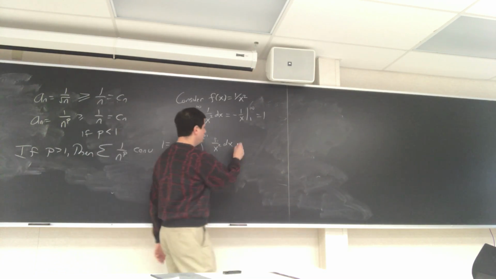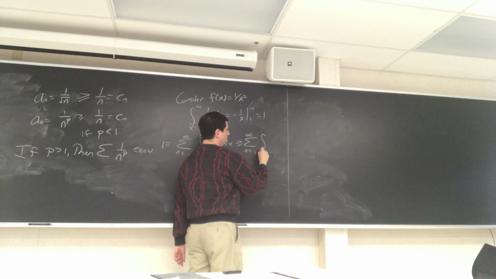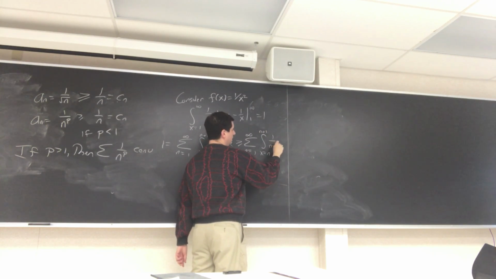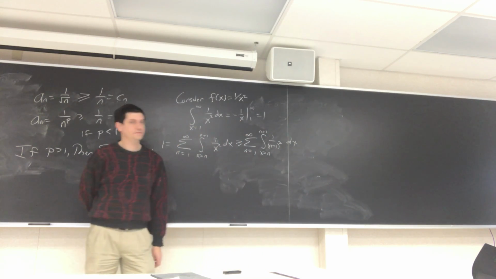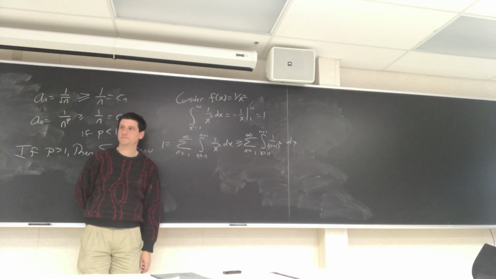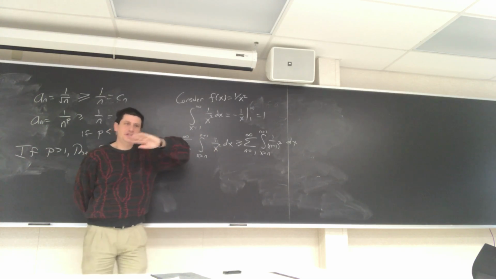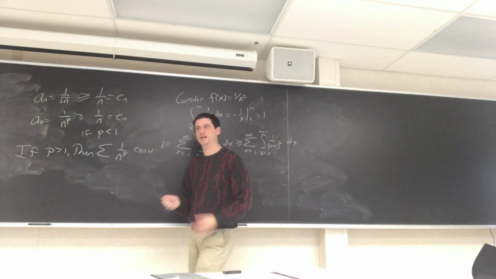So this is going to be greater than or equal to the sum, n goes from 1 to infinity, the integral x goes from n to n plus 1 of 1 over n plus 1 squared dx. Right? Because I've taken the integrand and I've said, look, for each region I'm integrating over, let's just choose the smallest value every single time.